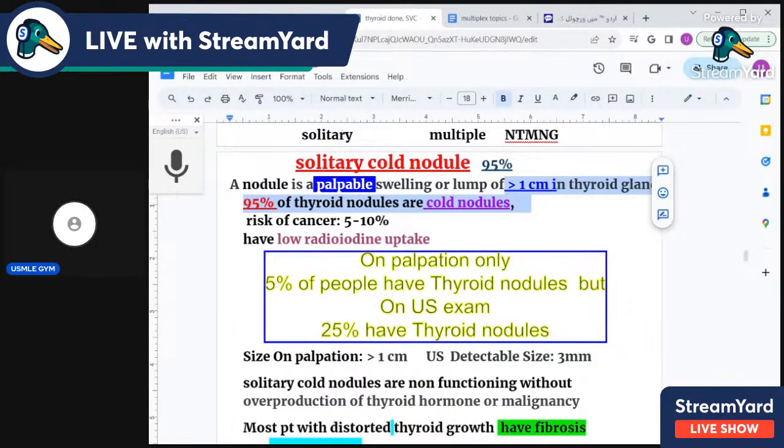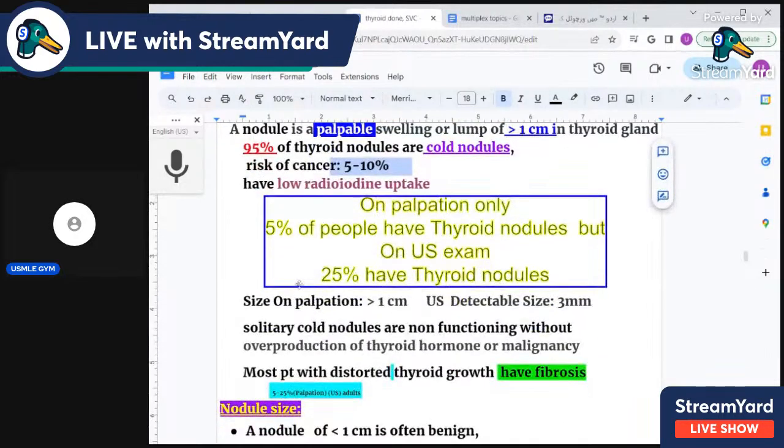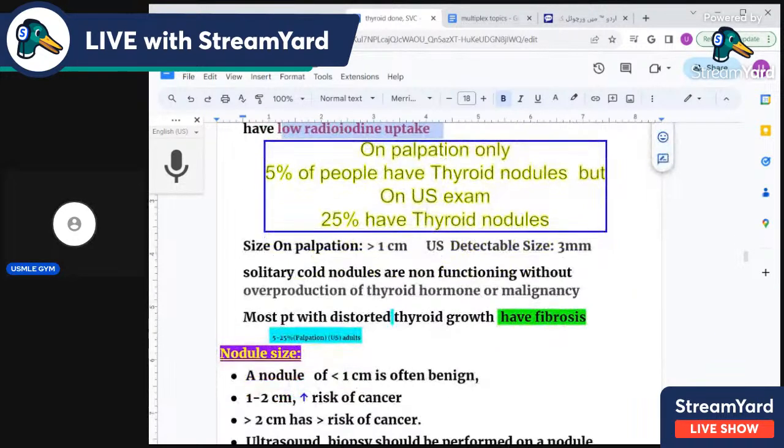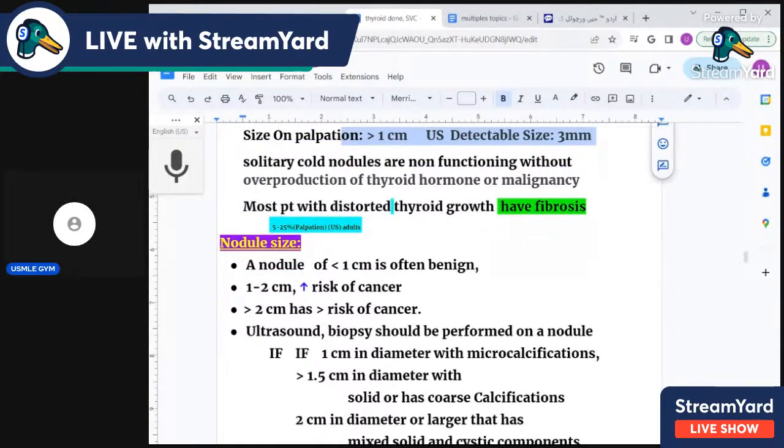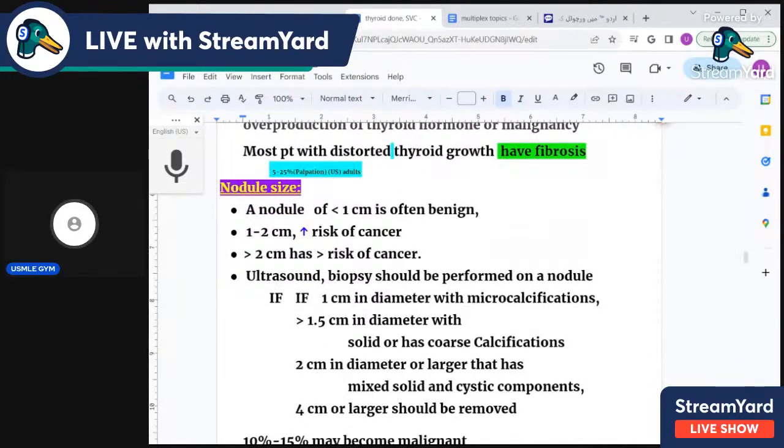But ultrasound detects more. It detects 25% of the thyroid nodules, cold nodules, as small as 3 millimeters. These cold nodules have low radioiodine uptake. This is an important feature of them. So 1 centimeter is palpable, and on ultrasound it is detectable at 3 millimeters in size. They are non-functioning. So what about nodule size? A nodule of less than 1 centimeter is benign, and most patients have distorted thyroid nodules with fibrosis in them.